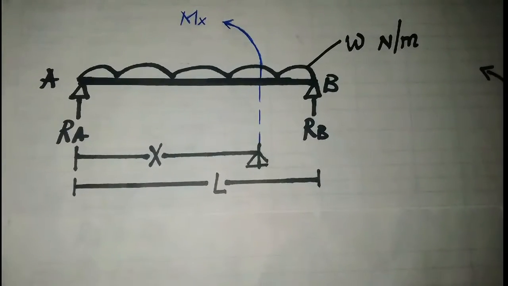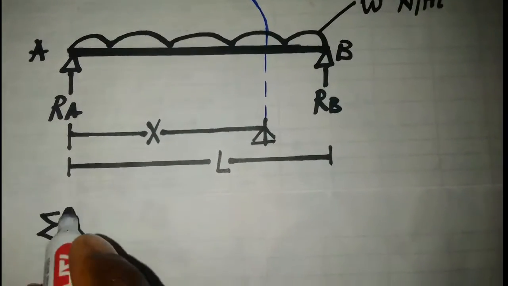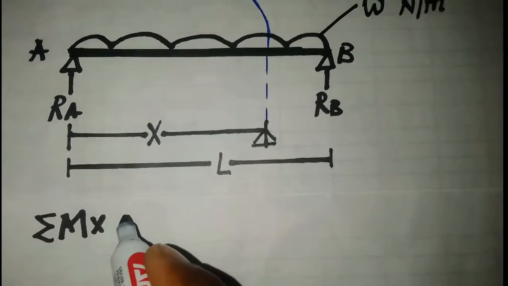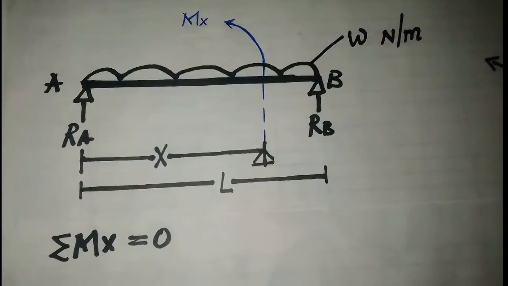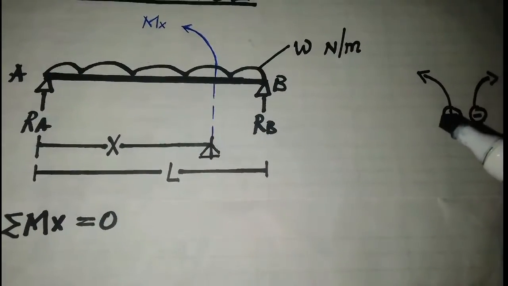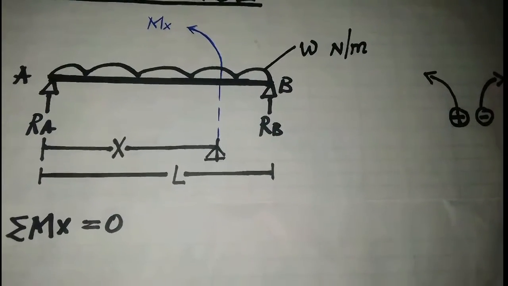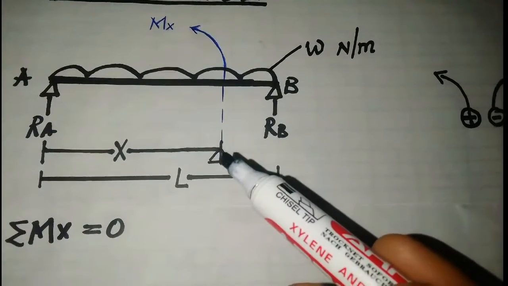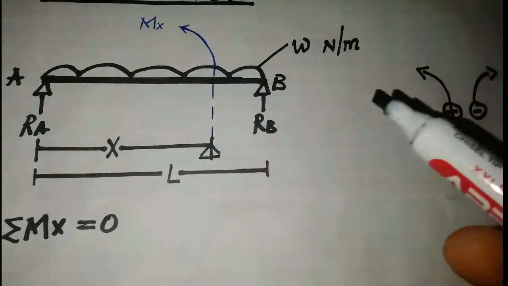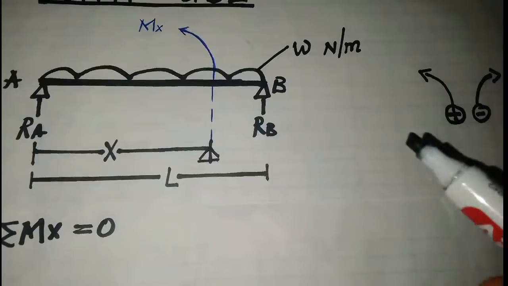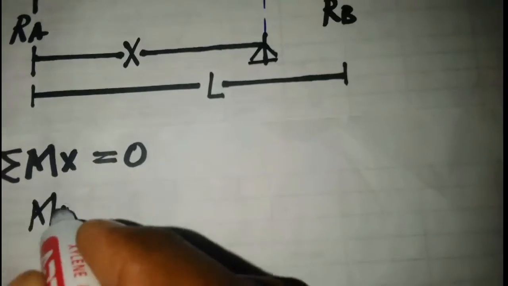At equilibrium, all moments about X must be equal to 0. So if we sum all moments about X, they must be equal to 0. We're going to use these signs: all anti-clockwise moments will take a positive sign, and all clockwise will take a negative. Let's assume that this is a new pivot. Mx will take a positive sign because it is going anti-clockwise, so we write positive Mx here.